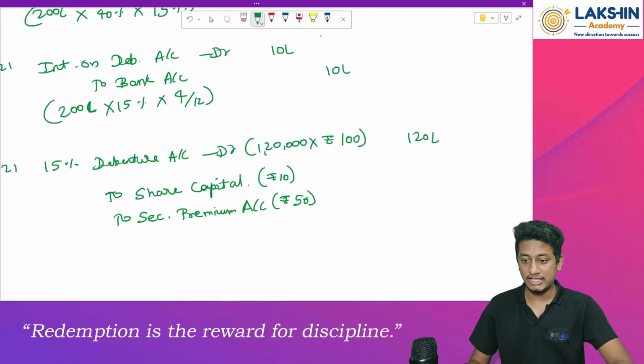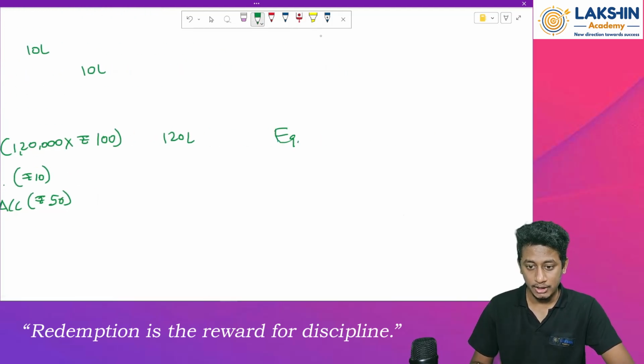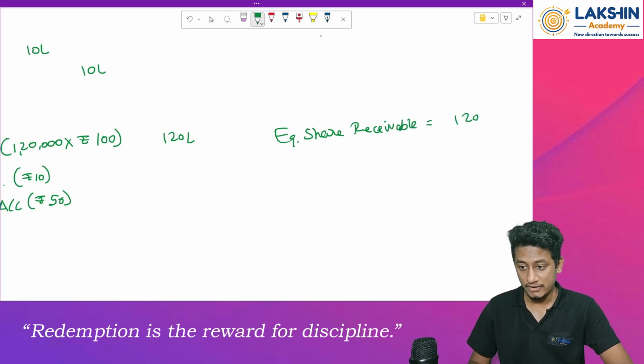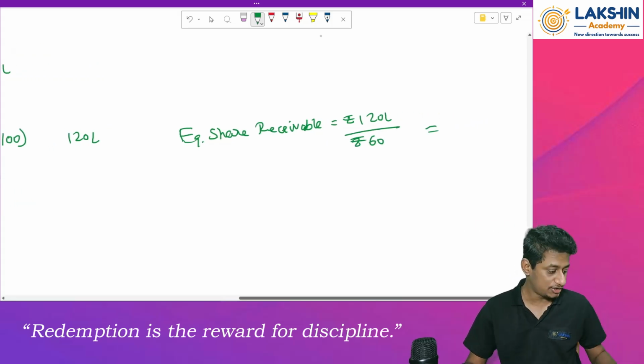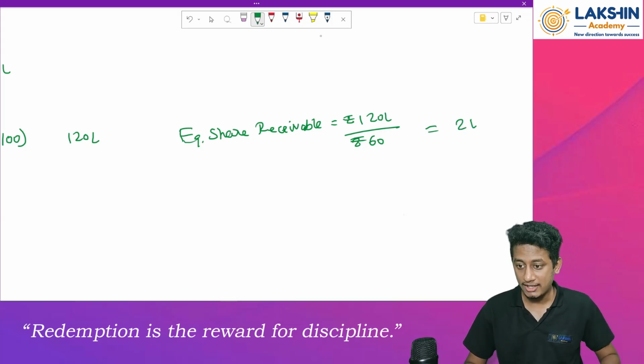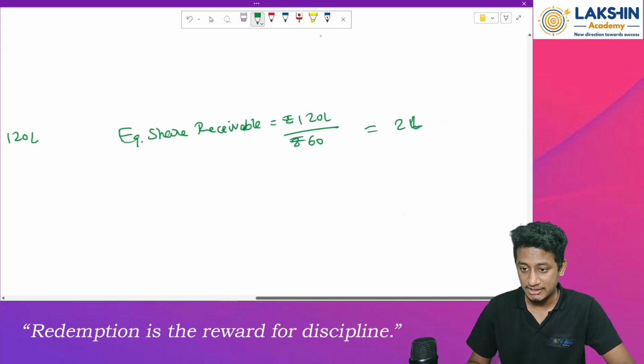First of all, find out the equity shares receivable, just like the previous question we had solved. 120 lakh was the value in rupees, divided by rupees 60 per equity share. How many equity shares will you receive? 120 divided by 60, that is 2 lakhs. 2 lakh equity shares will be received.